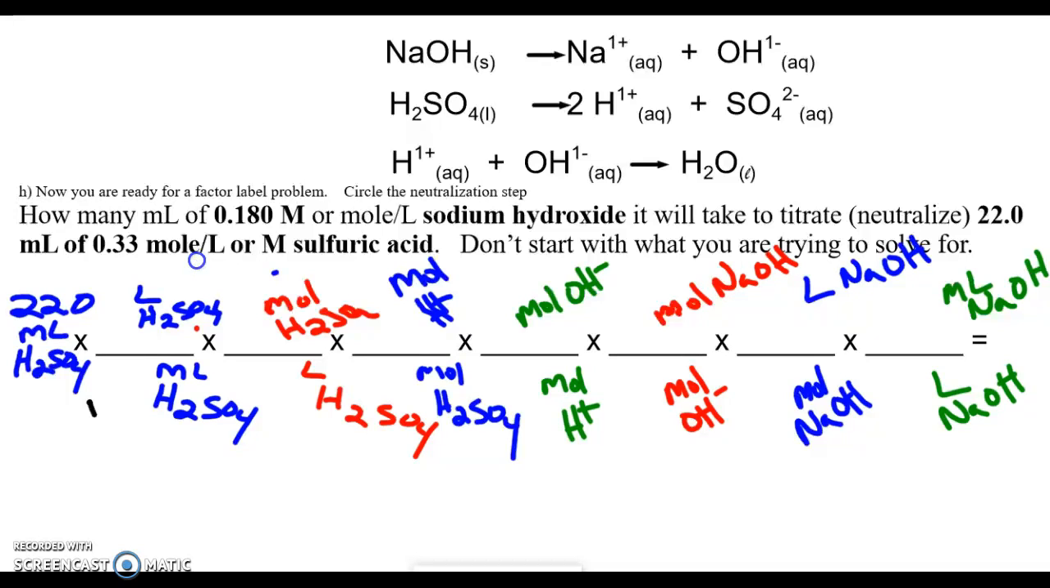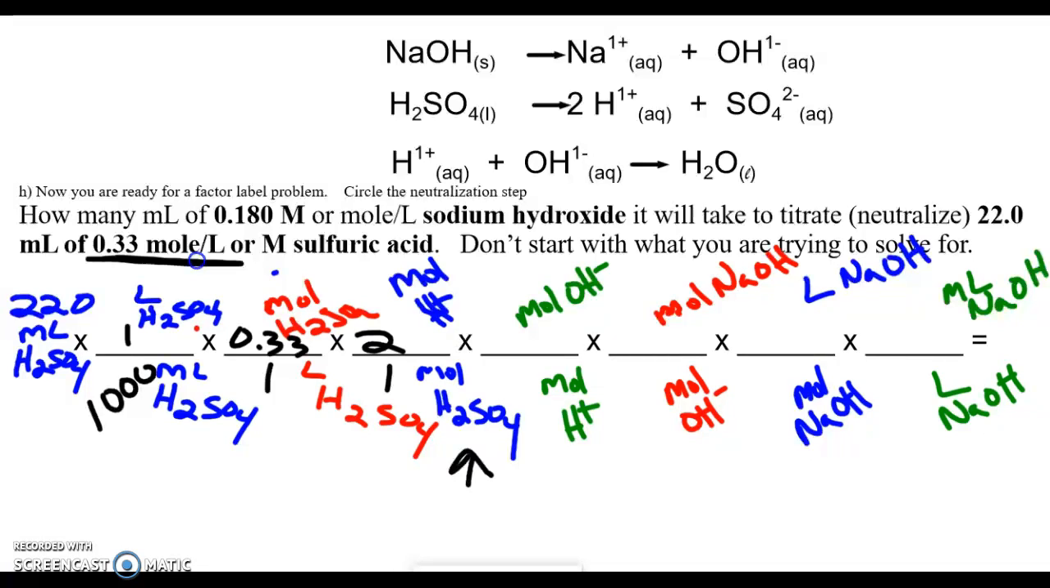The relationship is 1,000 milliliters to 1 liter. Moles over liters, that's molarity. And the molarity of our sulfuric acid is right here. So 0.33 moles in 1 liter of sulfuric acid. When I go from moles of sulfuric acid to moles of hydrogen ion, there are 2 moles of hydrogen ion in every 1 mole of sulfuric acid. Really make sure you understand that step.